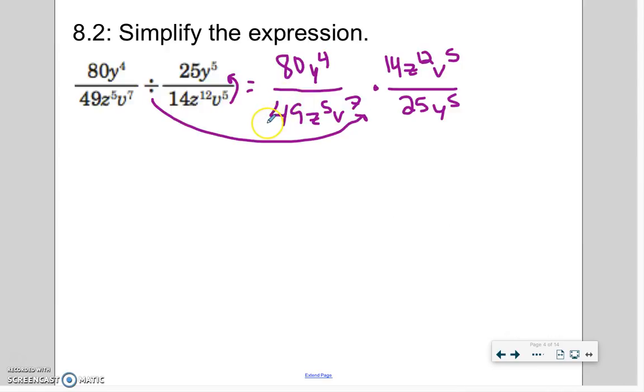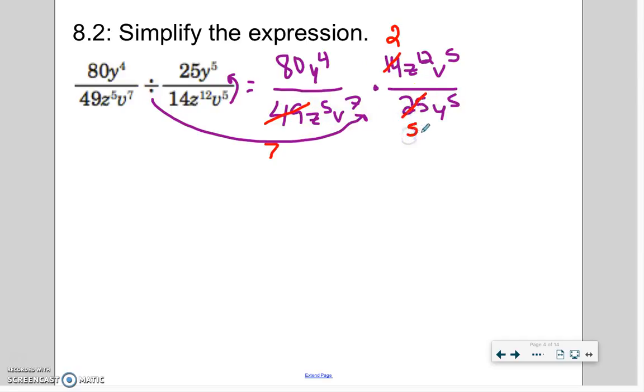I'm going to do a little bit of cross-reducing here. I'm going to say that this 49 is going to become 7. This 14 is going to become 2. The only reason I'm doing that is because 7 goes into both of those evenly. So I'm just going to do that reducing to eliminate some of the division we have to do here. So I'm actually going to divide this by 5.